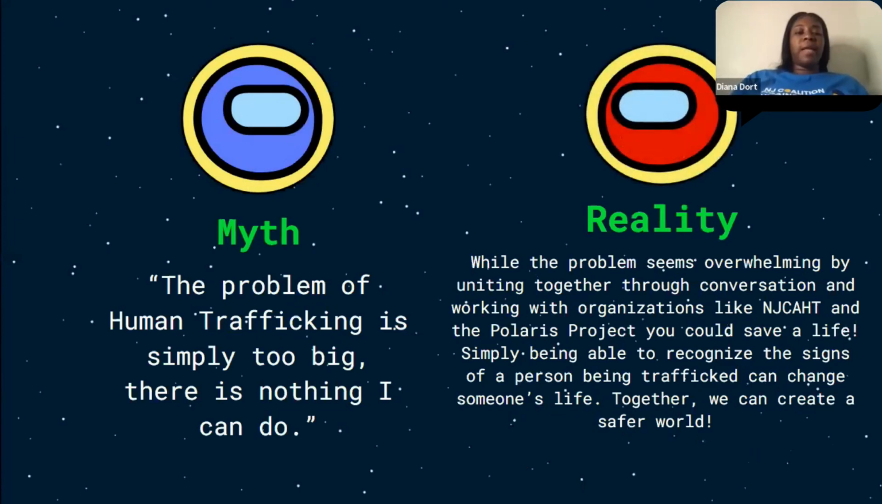Our last myth is that the problem of human trafficking is simply too big. There is nothing I can do. The reality is that while the problem seems overwhelming, by uniting together through conversations and working with organizations like NJCAT and the Polaris Project, you could save a life. By simply being able to recognize the signs of a person being trafficked can change someone's life. Together, we can create a safer world.